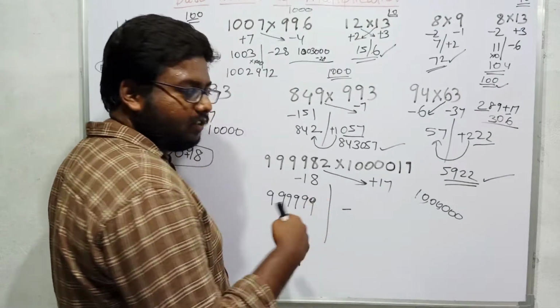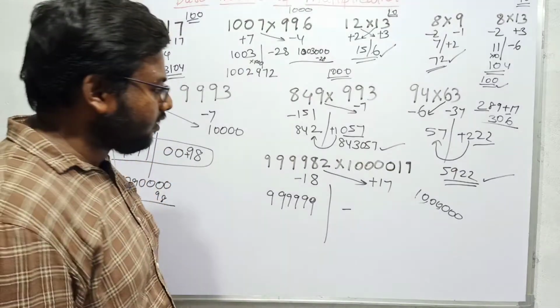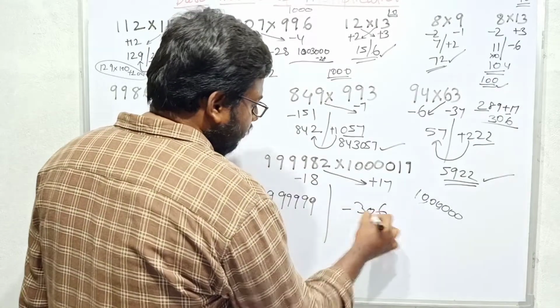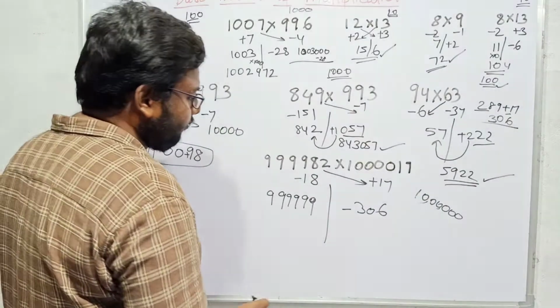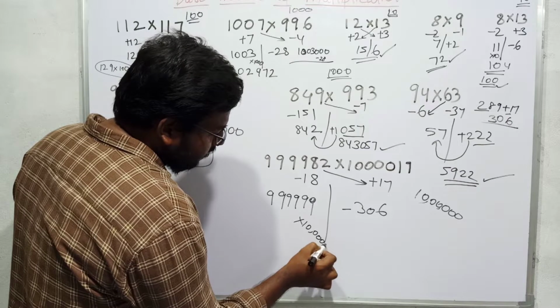Otherwise you can calculate like this: 18 square minus 18, 324 minus 18, 24 minus 8 is 6, so 306. You can write 306 here. So if you want to calculate here, see, if you observe this, this many 10 lakhs are there.